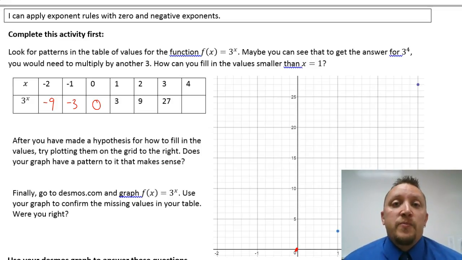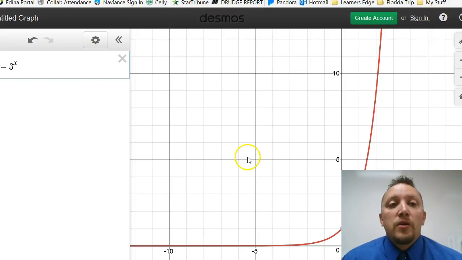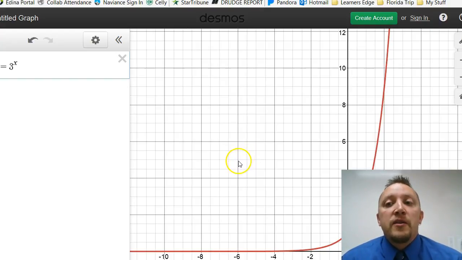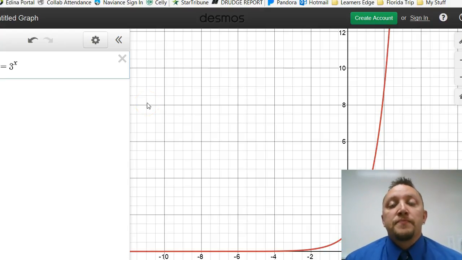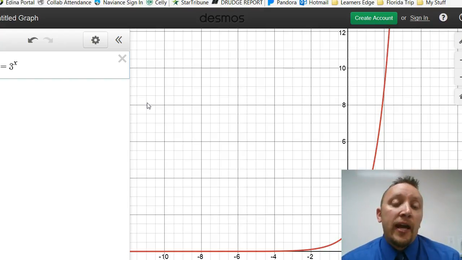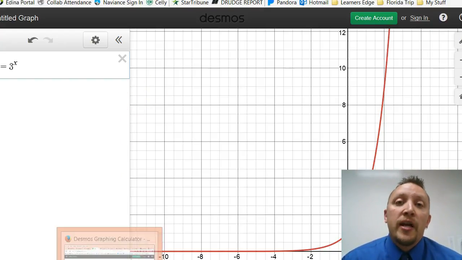So when you went to Desmos, this is what you should have seen. So as we look at this graph here, you can see that this graph goes infinitely up and to the right. So now you could answer some of those other questions that were on that activity. So let's see what you should have gotten from this graph.